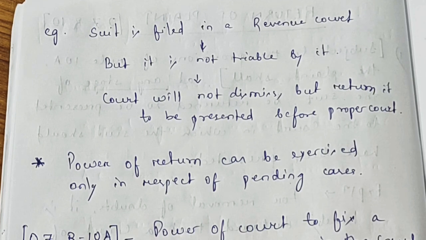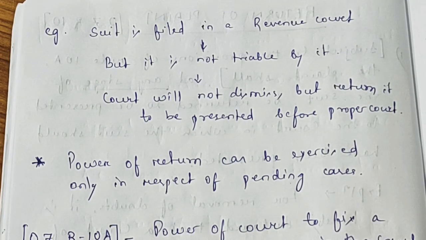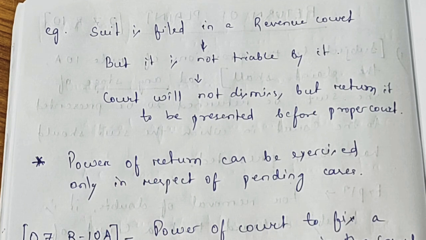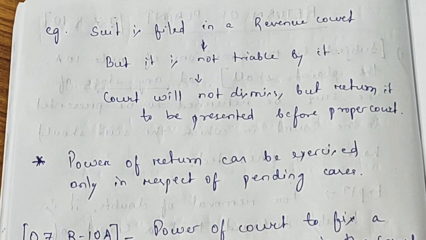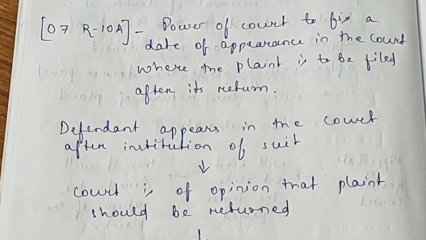Suppose a suit is filed in a revenue court, but that suit is not triable by the revenue court. Then the revenue court will not dismiss the suit, but it will return it to be presented before the proper court, or the court which will have jurisdiction to try the suit. Another important point: the power of return can be exercised only in respect of pending cases and not decided cases. Now let's see Order 7 Rule 10A.